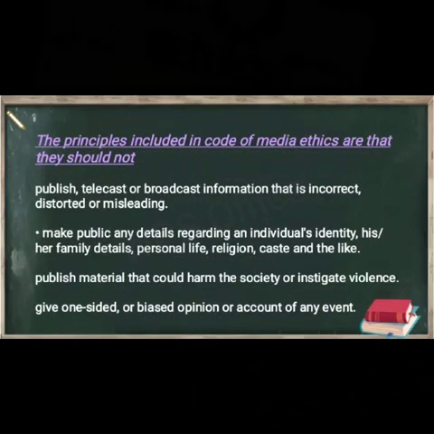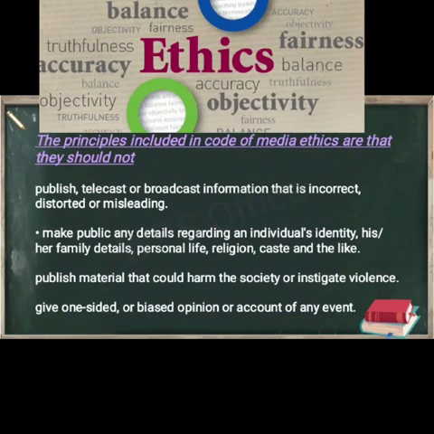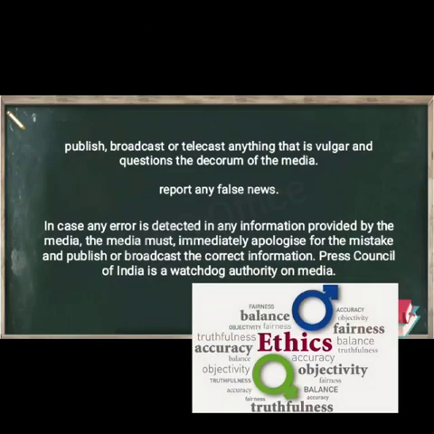Now moving further, we will read the principles included in the code of media ethics. They should not publish, telecast or broadcast information that is incorrect, distorted or misleading. They shouldn't make public any details regarding an individual's identity, personal details, personal life, religion, caste, and something like that. Media should not publish material that could harm the society or instigate violence. Giving one-sided or biased opinion on any event is not to be done. Publishing, broadcasting or telecasting anything that is vulgar and contrary to the decorum of media should not be done. Reporting of any false news should not be done.